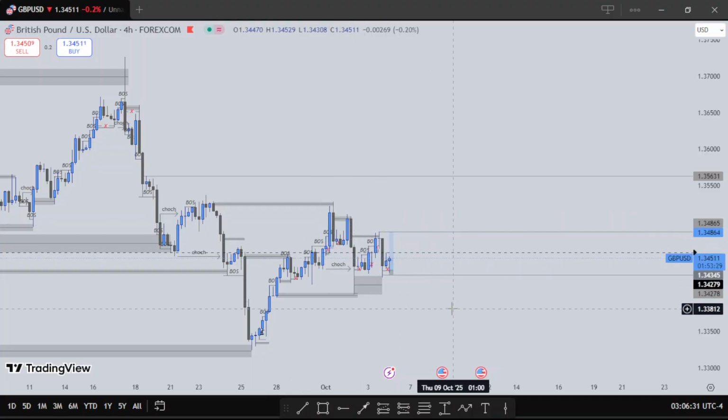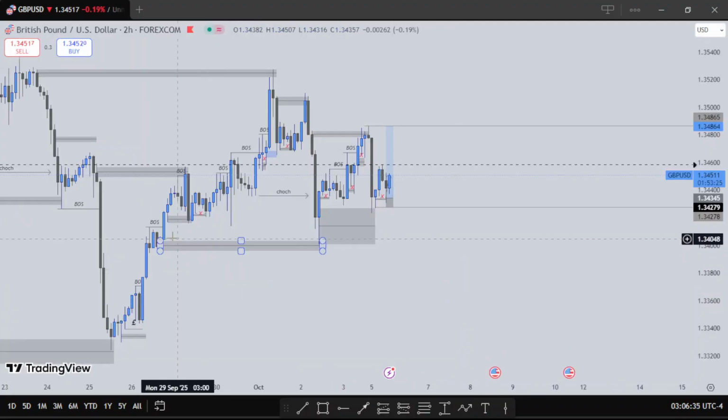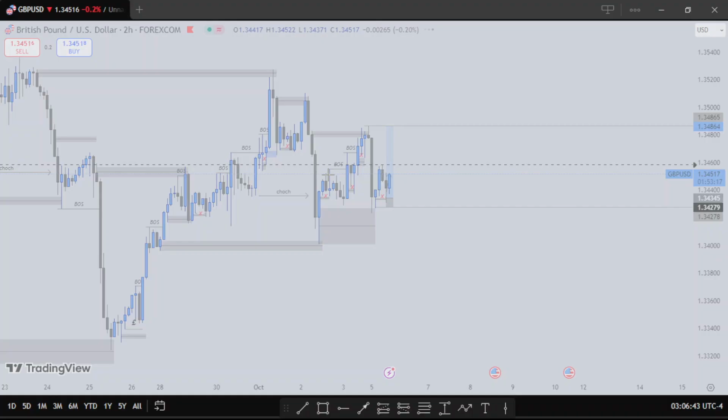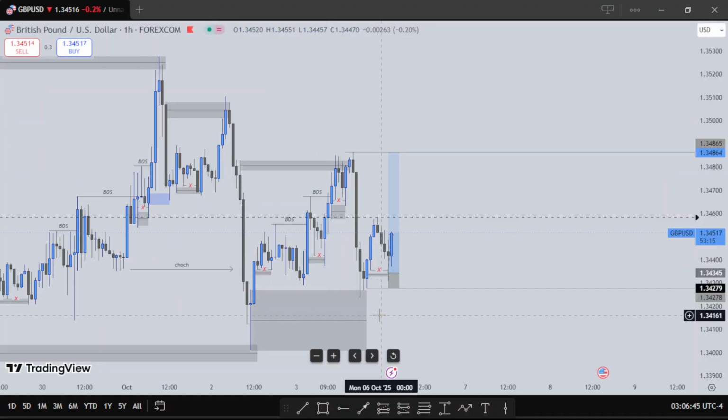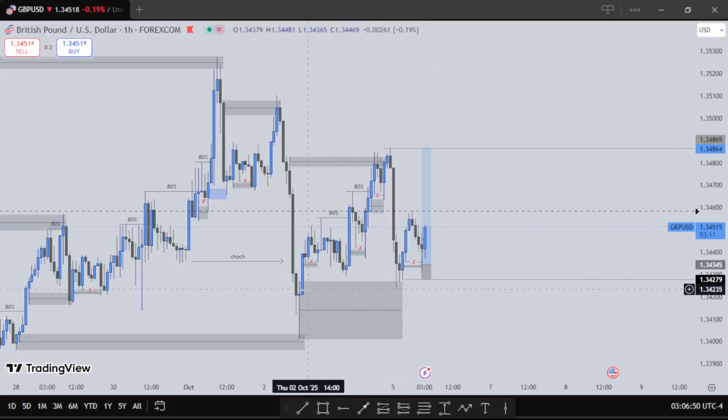On the 2 hour also, price had mitigated this demand order block, taking out liquidities and having the same rally to the upside. Then on the 1 hour, this 1 hour order block, price had this mitigation rally to the upside.